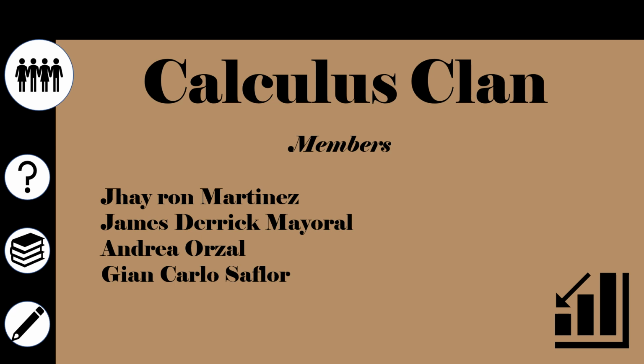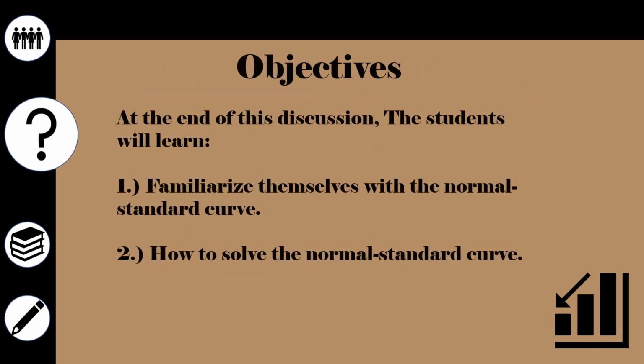Now, what are our objectives for this lesson? At the end of this discussion, the students will learn to familiarize themselves with the normal standard curve, meaning the students will know the parts of a normal standard curve, its properties, and other information related to the normal standard curve. They will also learn how to solve a normal standard curve. This would include finding its standard deviation and its mean. And it will also consist of finding the area under a normal curve.